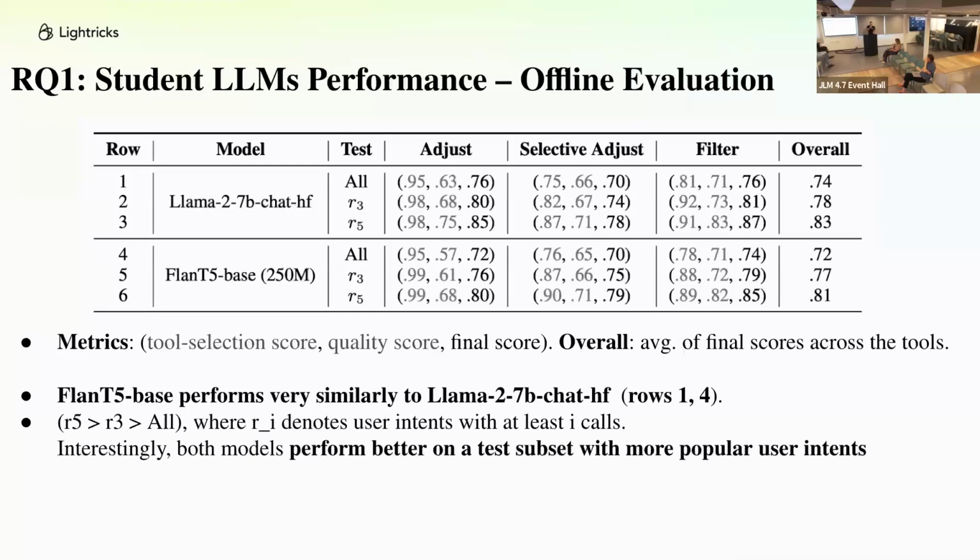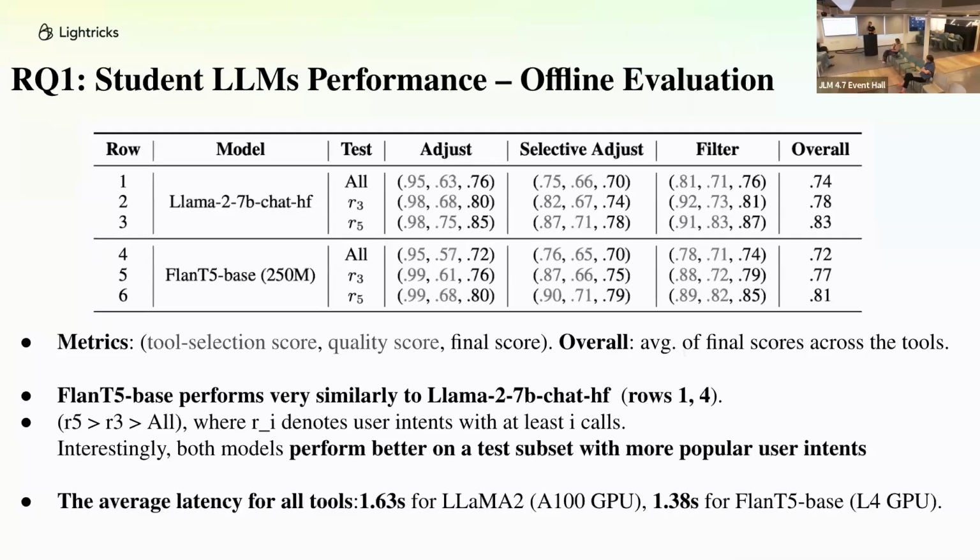And interestingly, we also evaluate a subset of the test set. We want to check what happened for more popular requests. So we denote by Ri intents with at least i calls. So R3, for example, is intents with at least 3 calls. What we found for both of the models is that R5 has better performance than R3, which has better performance than the whole test set. So this means that for more popular requests, the performance is even better. And this is important for production because more popular requests cover more of the traffic.